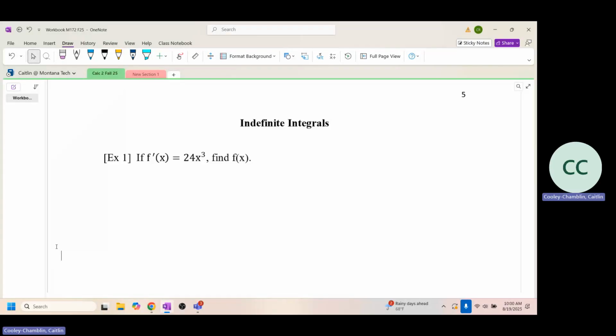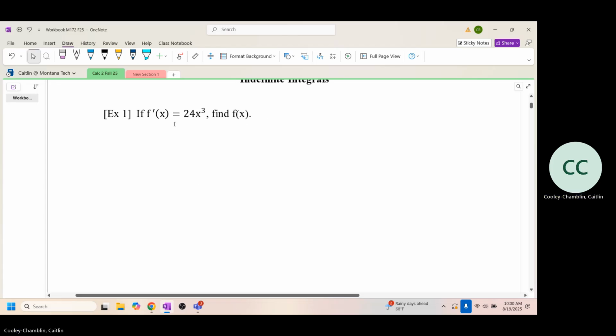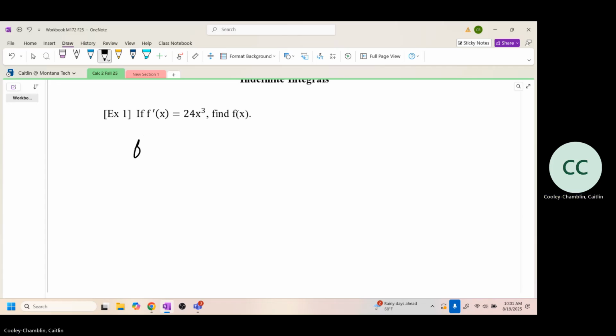So we're just going to jump into this and let's get started. Example 1 says if f prime of x is equal to 24 x to the third, then find f of x. So as we know from our Calc 1 class, if we have f prime of x equals 24 x cubed, and we want to find f of x, that's what we call the antiderivative.